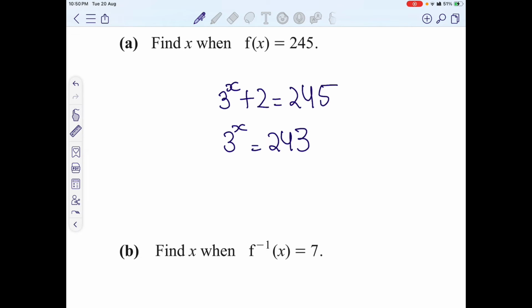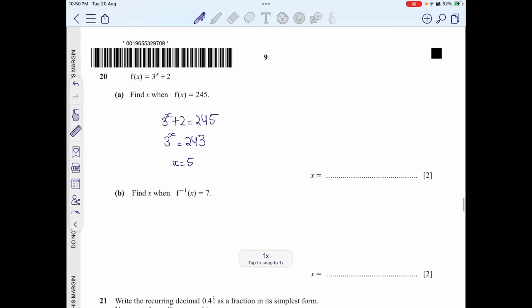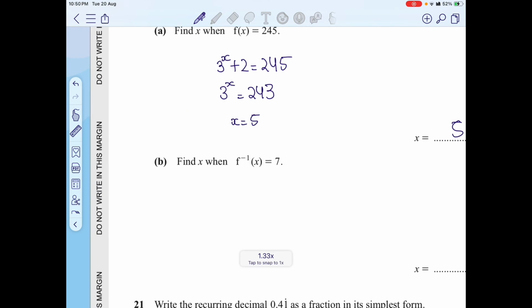So imagine if I do 3 raised to 3, it gives me 27, that is too small. So I put 3 raised to 4, 81, this is too small. So I do 3 raised to 5, that is 243. So x would become 5. This is called the trial and error method. You could use logs, but logs are not a part of IGCSE, hence you can't use them.